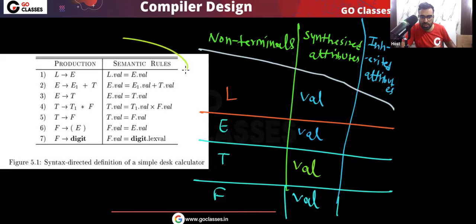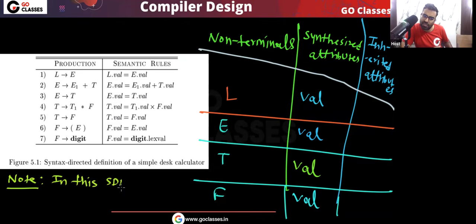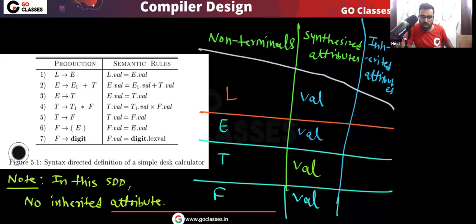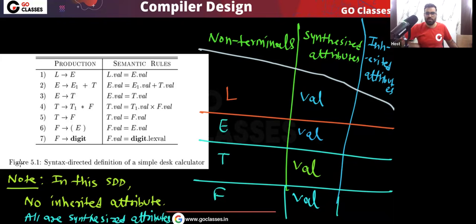So in this particular SDD, you can notice that there is no inherited attribute. Yes or no? Is this clear? So you can note that in this SDD, we have no inherited attribute. Okay. All are synthesized attributes. Yes or no? All are synthesized attributes. Is this point clear? Let me know. Did you understand? Very simple, right?